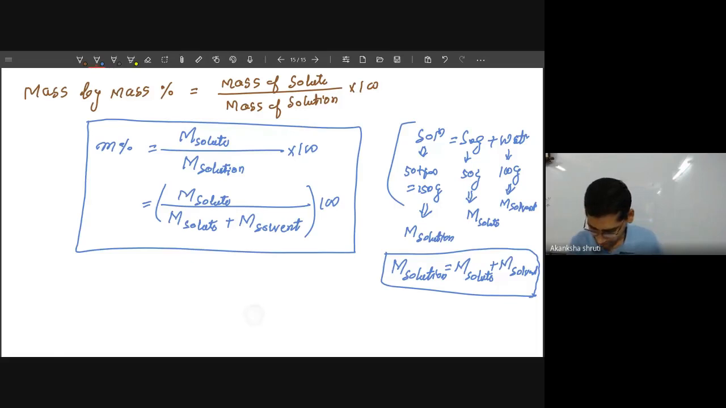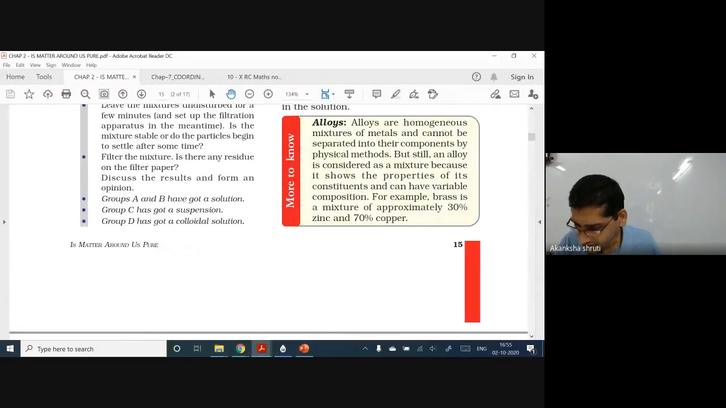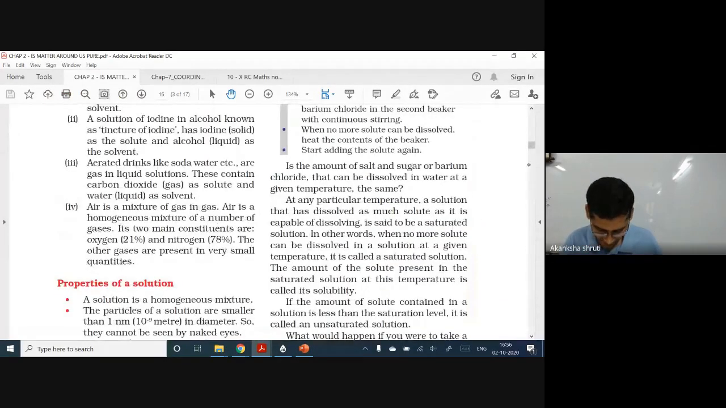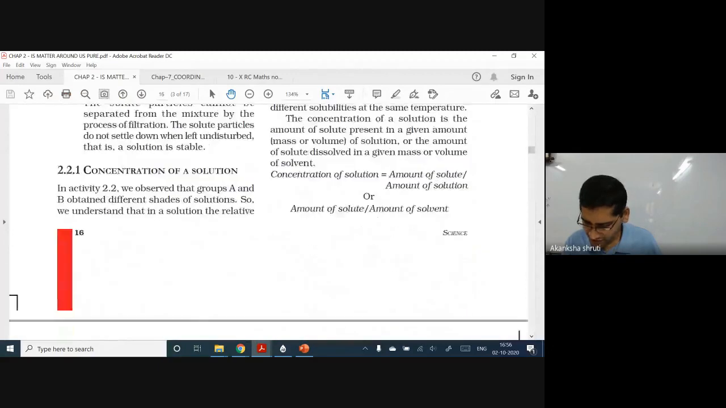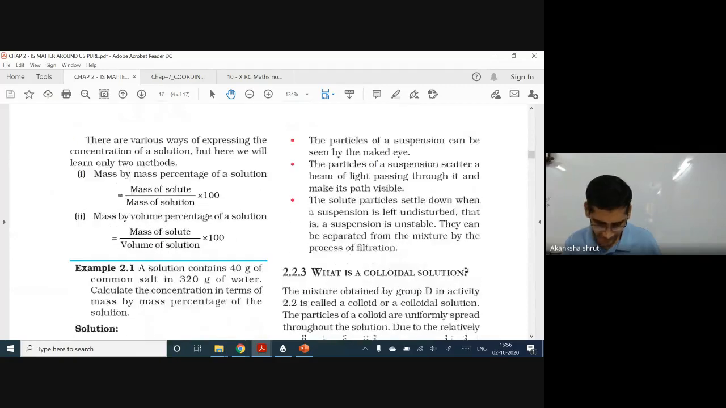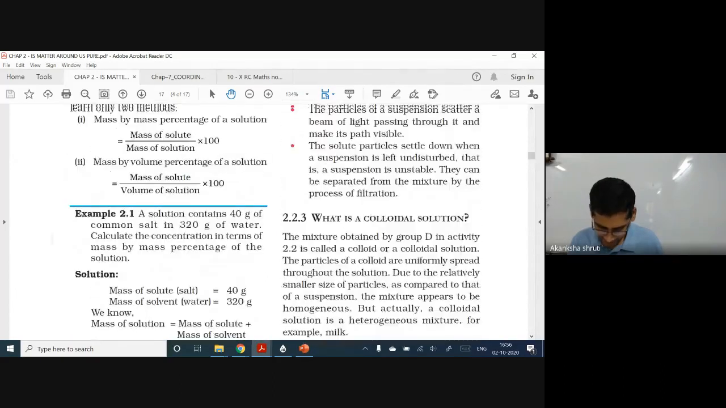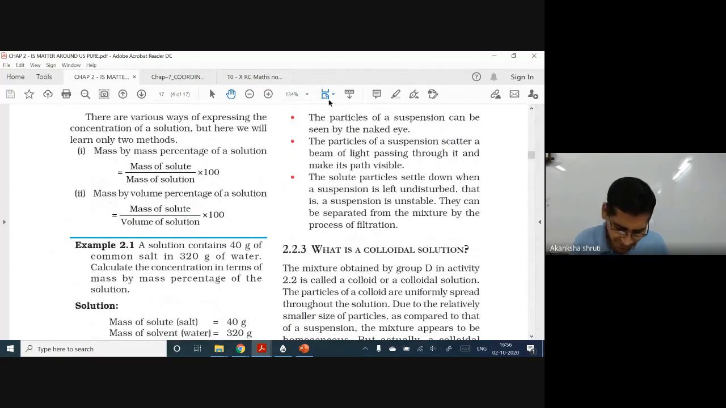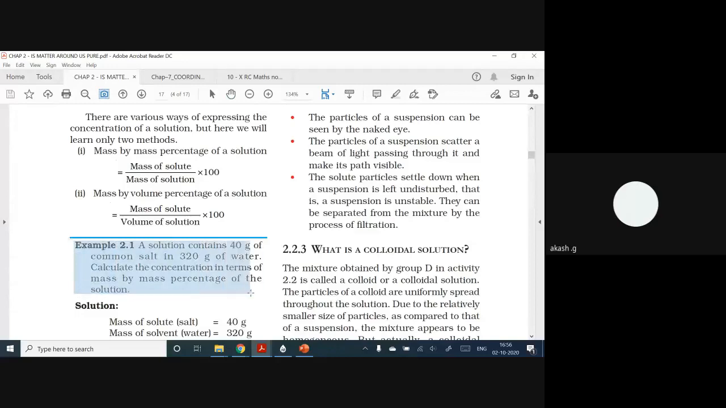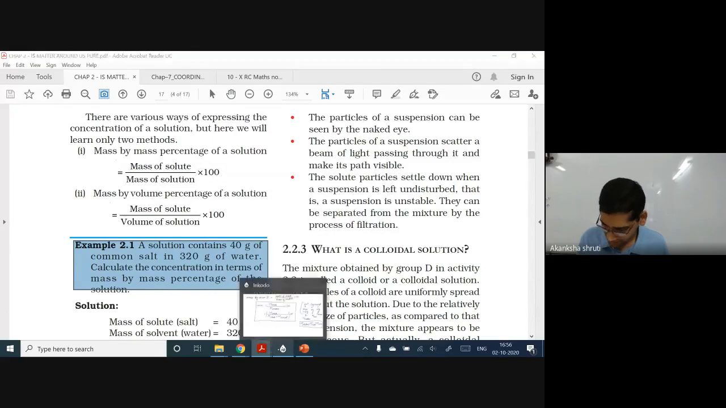So let us take a few questions. I think it is better to take from your textbook so that you will have a feeling that we are within the boundary. See, everything we have discussed. What is a solution? See, here it is given: concentration of solution, amount of solute per unit amount of solution or solvent. It is mass of solute by mass of solvent, mass by volume. Everything is written in your book also, so also go through your book. Let us solve this question. Question number 2.1. Though this question is very easy, still we have to solve it.